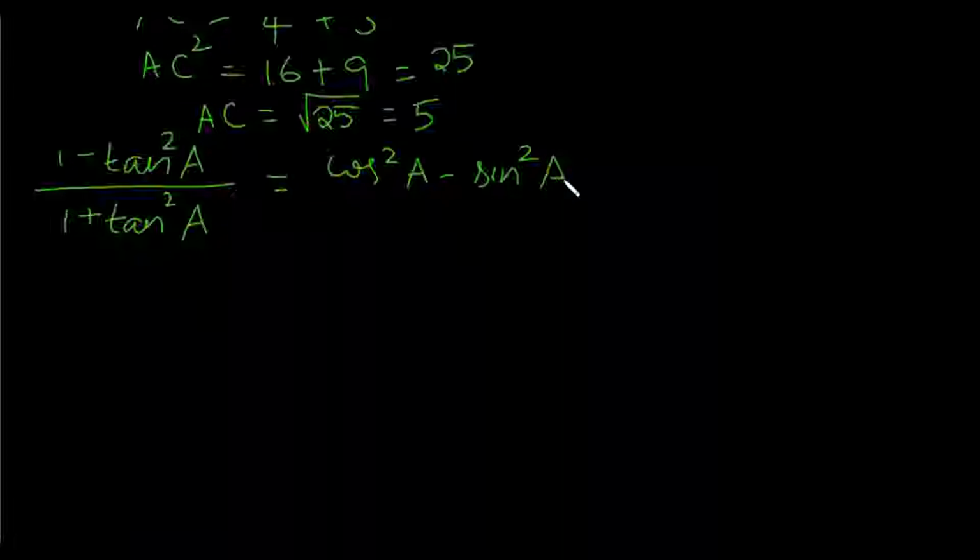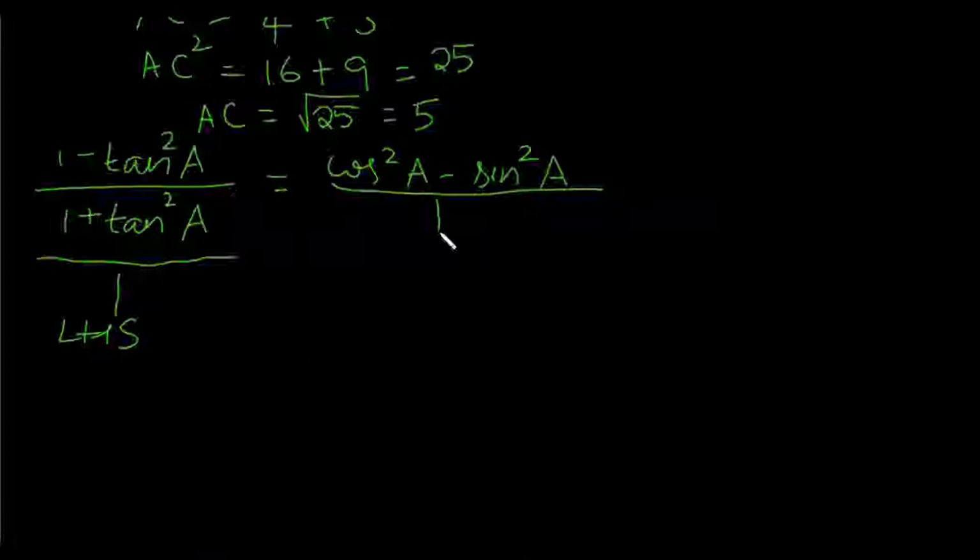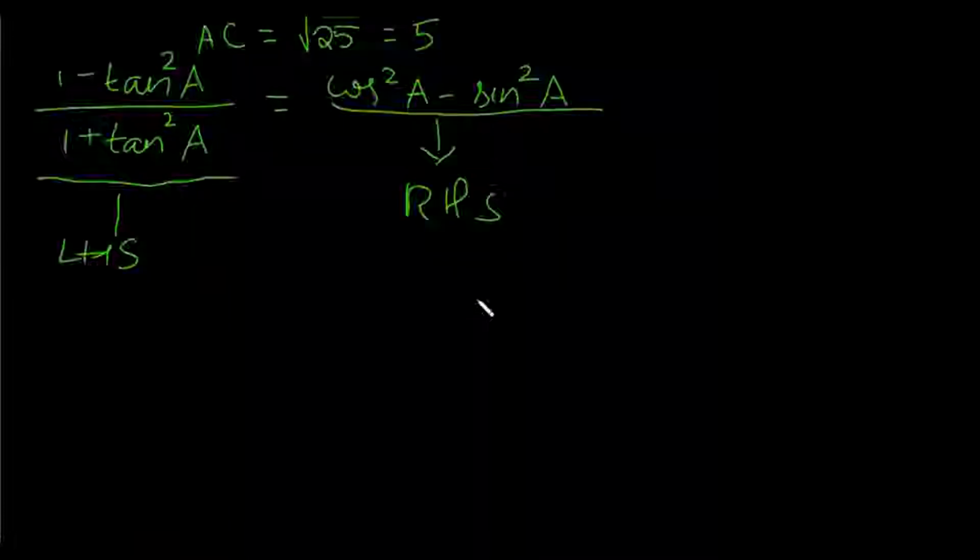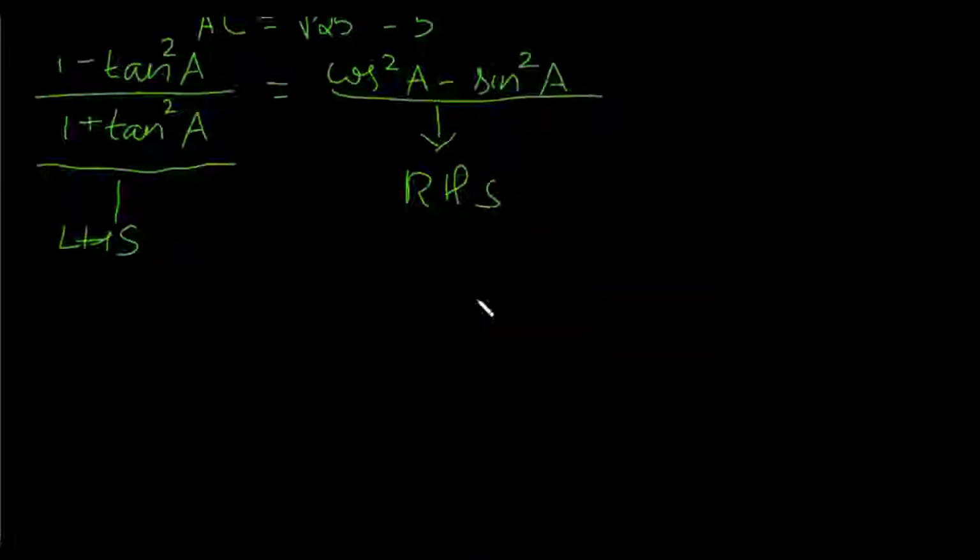So let's divide this equation into two parts. Let's name this part of the equation as LHS, which is the left hand side of our equation, and this part of the equation let's name it as RHS. So let's first consider the LHS part: 1 minus tan square A divided by 1 plus tan square A.